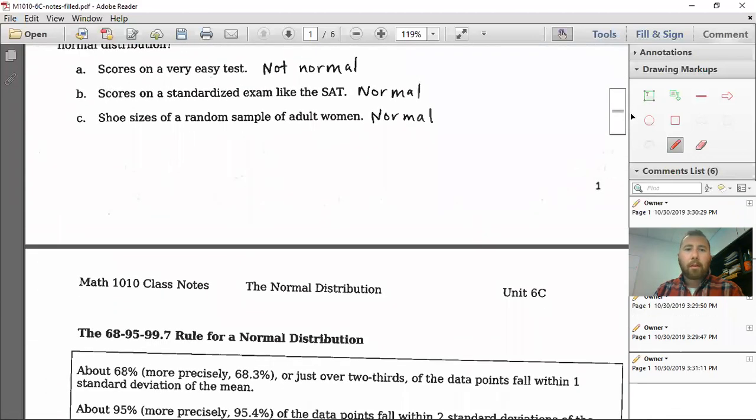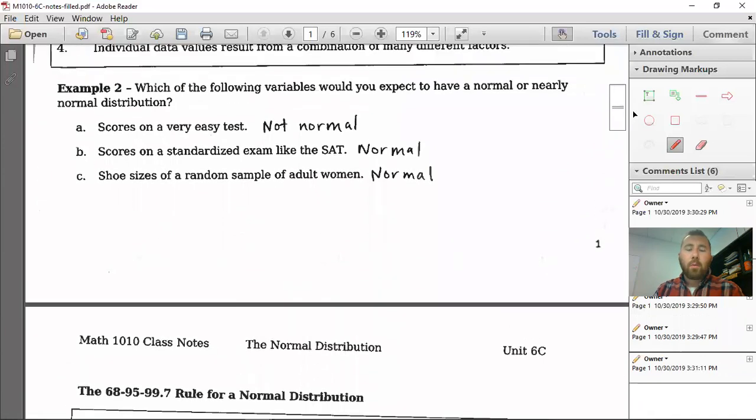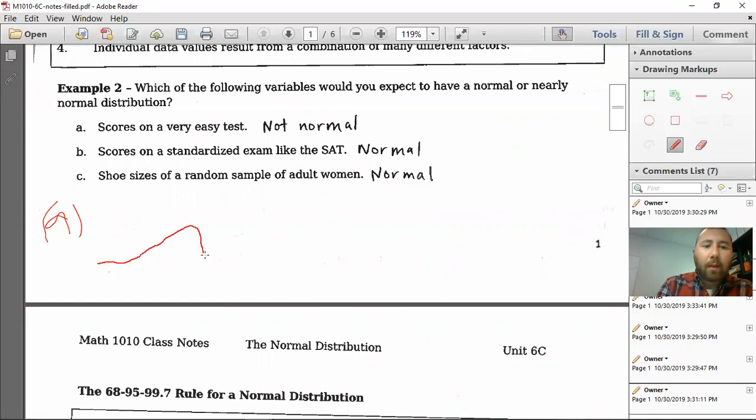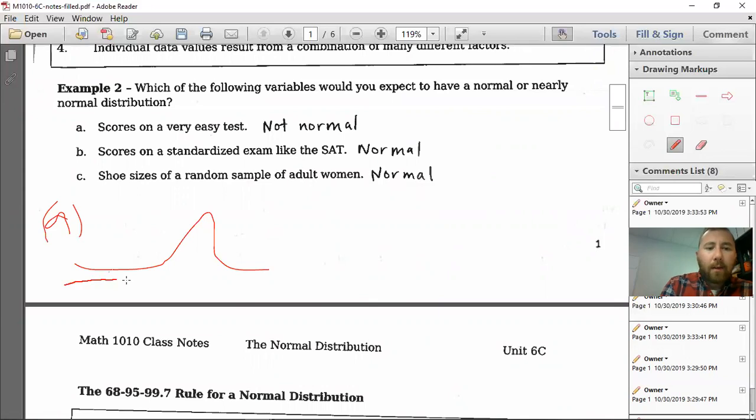Okay, that's probably enough about that. So example 2: which of the following variables would you expect to be from a normal distribution? Which ones would not be normal? In part A, the scores on a very easy test. That distribution might look like this. It would have a blip at its tail, where maybe this is a pretty high score, like a 9 or something. So this wouldn't be normal because it's so skewed off to the right there.